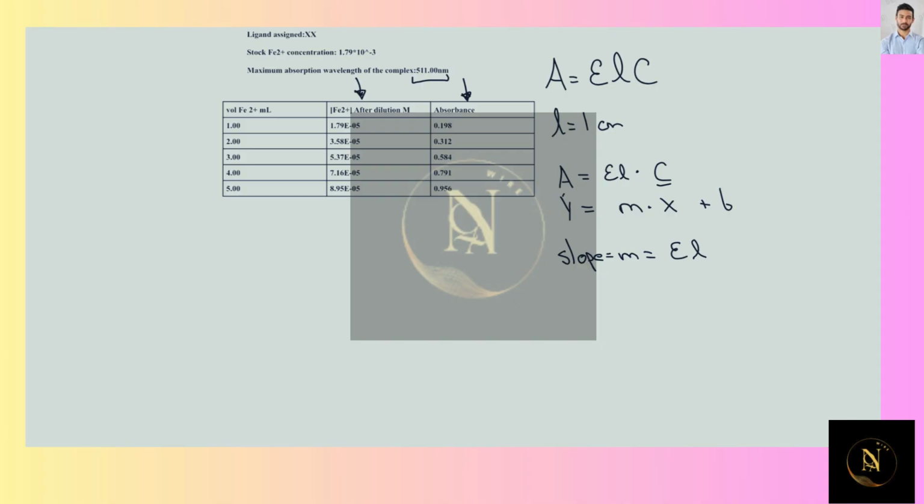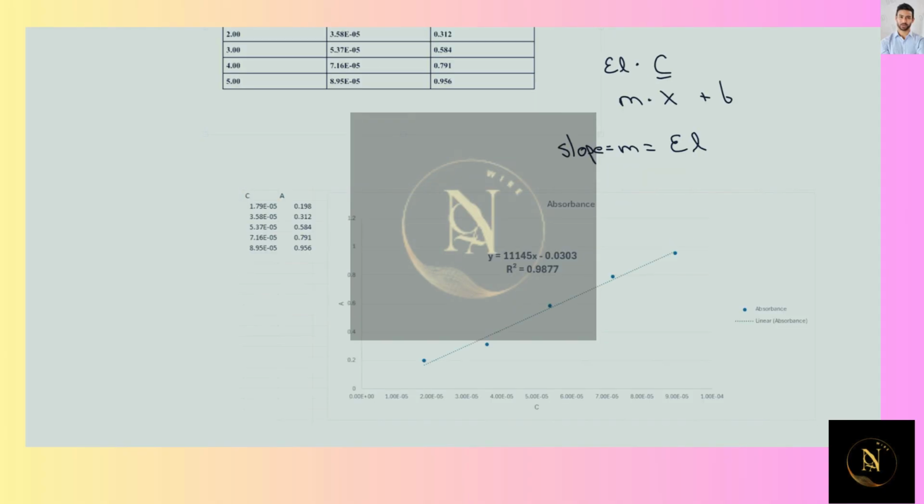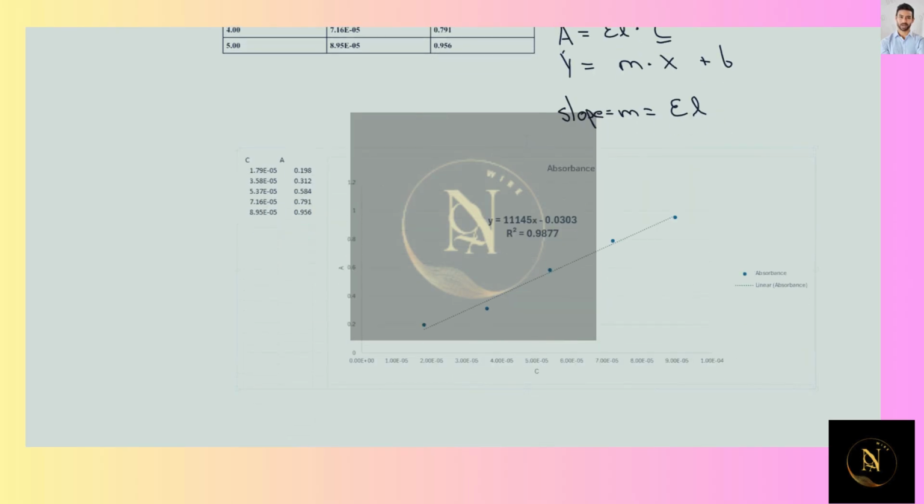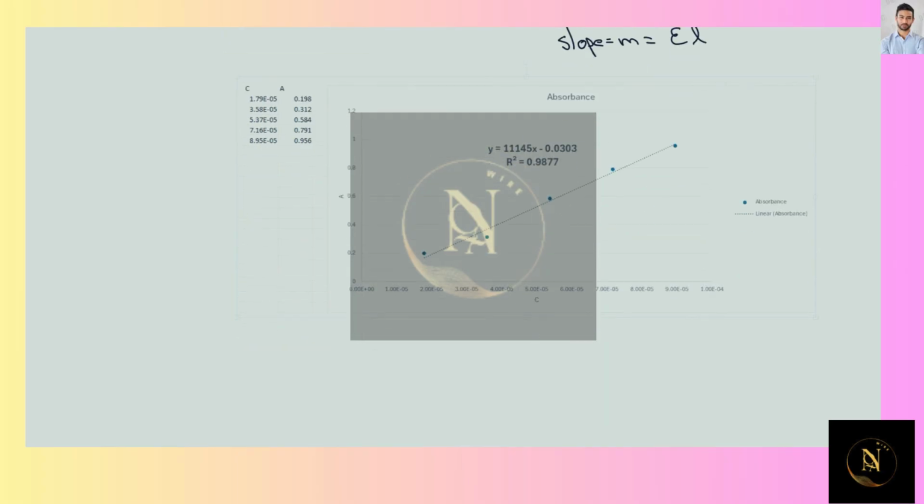So, in this case, plotting these values, we're going to get the following diagram. Over here, as you can see, I wrote down again the values for the concentrations and the absorbances, and I plotted concentration on the x-axis and absorbance on the y-axis, and we did a linear fit. With this, we find that the value for the slope m should be equal to 111.45. And what are going to be the units for this?